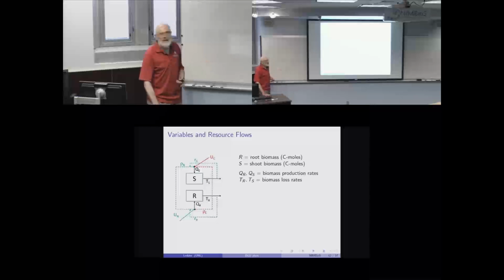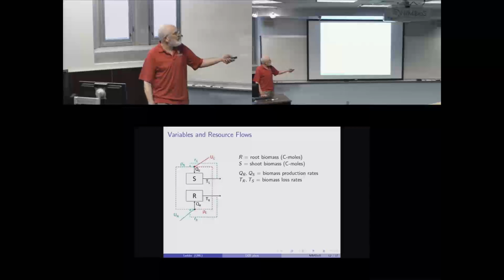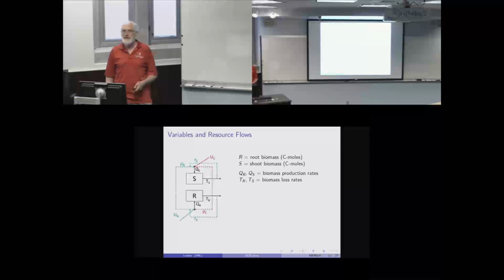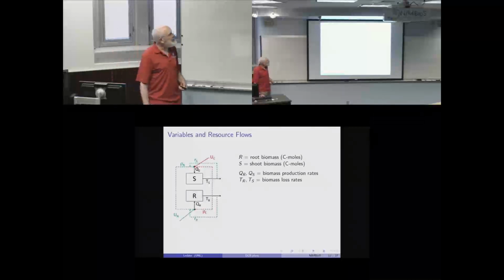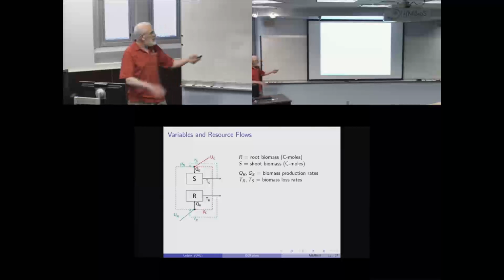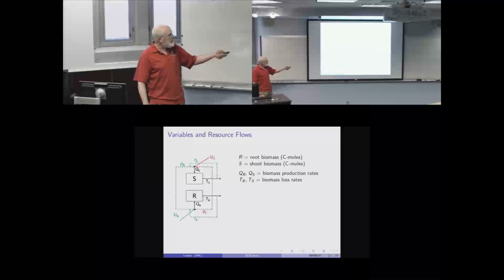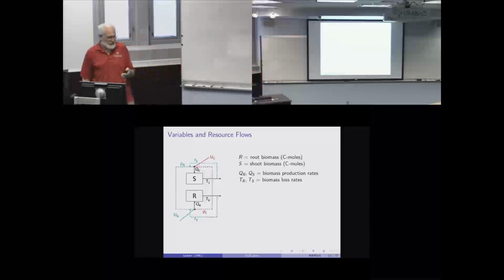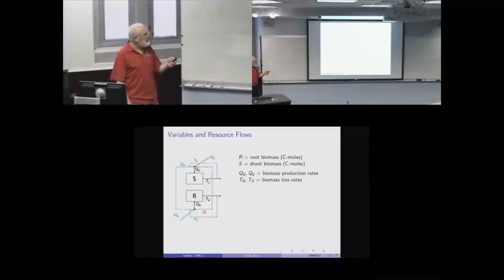Q sub R and Q sub S are the biomass production rates. The synthesizing unit is this dot here. So this dot is a synthesizing unit that takes carbon and nitrogen and produces root tissue. And Q sub R is the rate at which root tissue is produced. Q sub S is the rate at which shoot tissue is produced. Those rates are increasing in S and R, and then the T's are the rates of losses that are decreasing in S and R. So we'll build a differential equation for S, for example, that has Q as an input and T as an output.